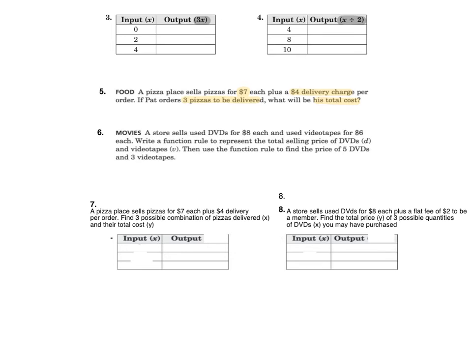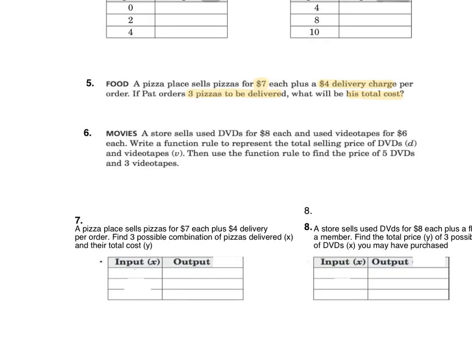So let's take a look at this one. If it's $7 each, and it's a $4 service charge, so it's $7 times however many pizzas. I'm going to put a P in for his pizzas, plus a $4 delivery charge. Here's my expression. Now they give us enough information to solve it. If 3 pizzas are to be delivered, what am I going to do with that 3? I need to plug it in for my P. I'm going to be able to solve for my total cost.